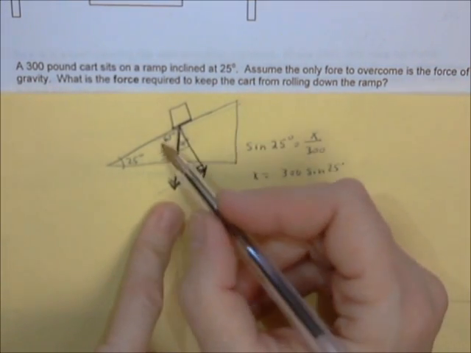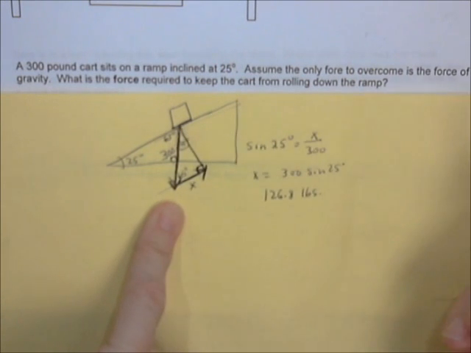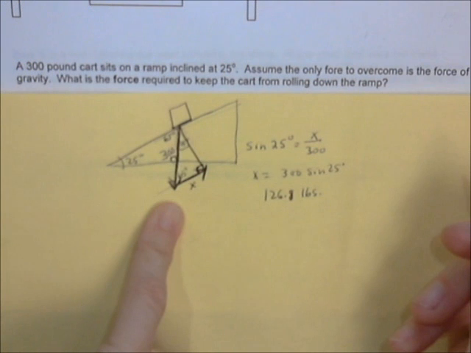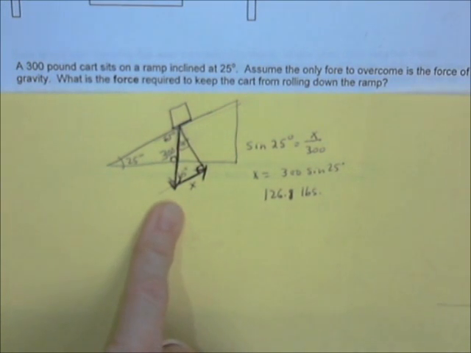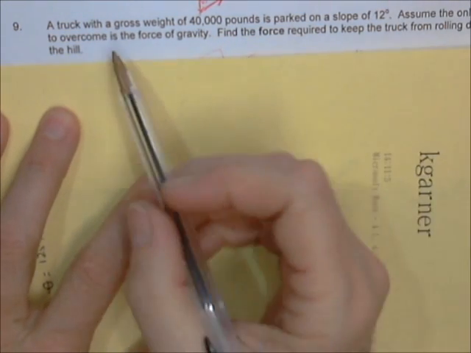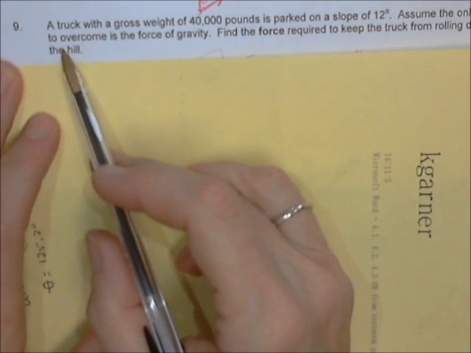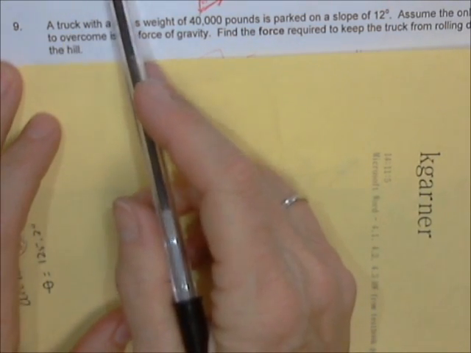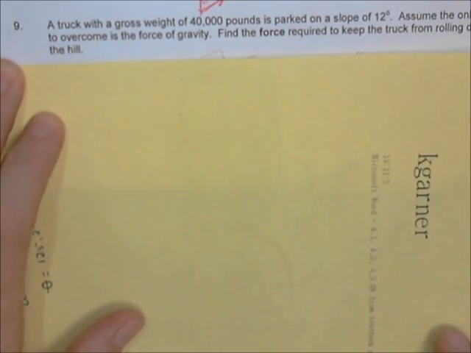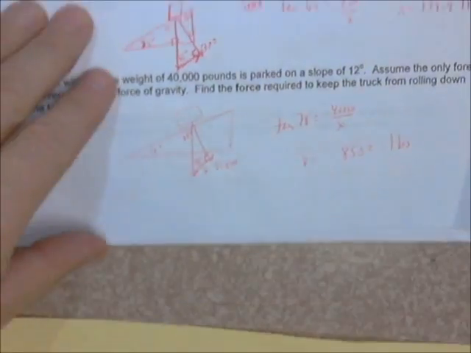So there's a force that's required to keep this from falling down of 126.8. I'm going to have you try number 9 on your own. Number 9 is pretty much the same problem as number 8. The only difference is the numbers have changed. So you can try that one, and we'll move on. And let's look at number 11.